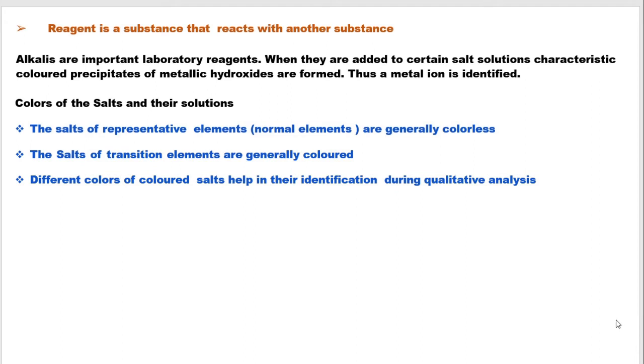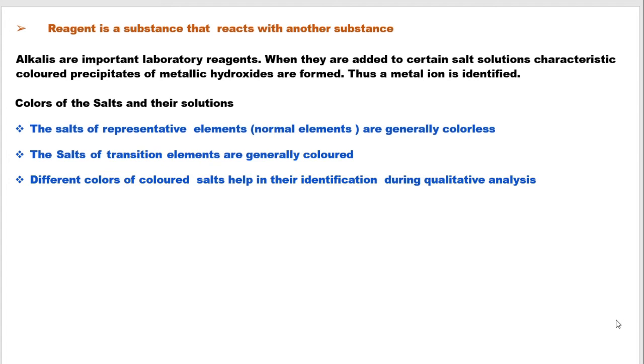Now, just as I said earlier, in qualitative analysis we need a reagent. So, what is a reagent? It is a substance which will react with another substance to form some other compound. A very important laboratory reagent that we are going to use during this chapter is the alkalis. What are alkalis? Alkalis are bases which are soluble in water.